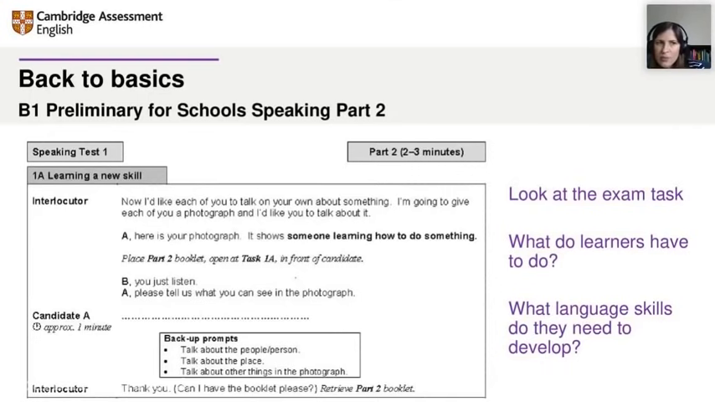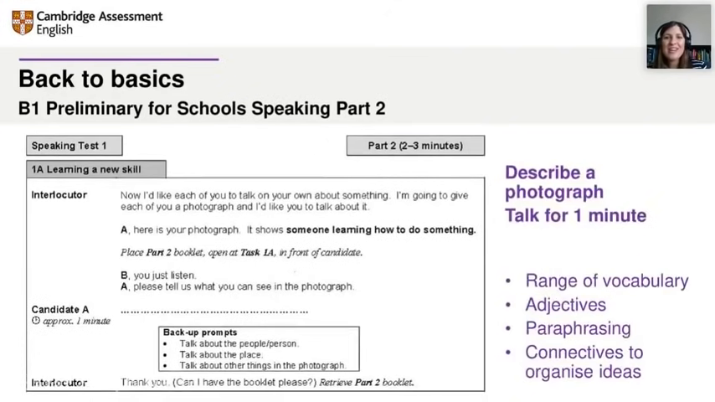So this is for B1 Preliminary for Schools, speaking part 2. Let's have a look. Very good. So they need to describe a photograph, and they're going to talk for about 1 minute, and they talk on their own, so it's individual.